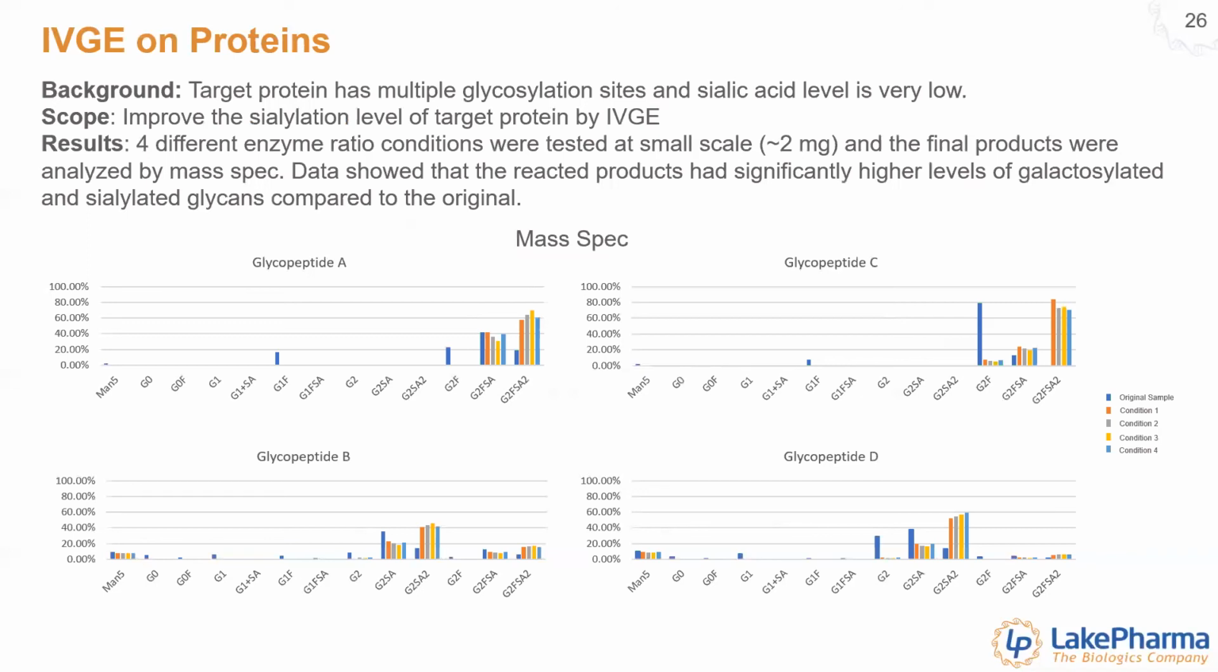I think the conclusion we can draw from here is that in each of the 4 glycopeptides we examined of this protein, we actually can see the effect of IVGE. The degree of sialylation before IVGE is quite different, appears to be residue dependent, and after IVGE we can see an enrichment of the sialic acid content, I think in every case.